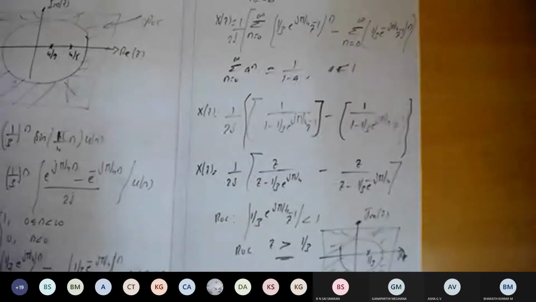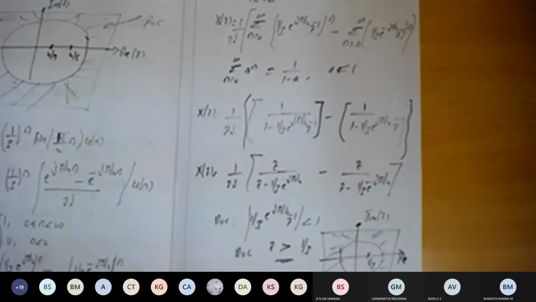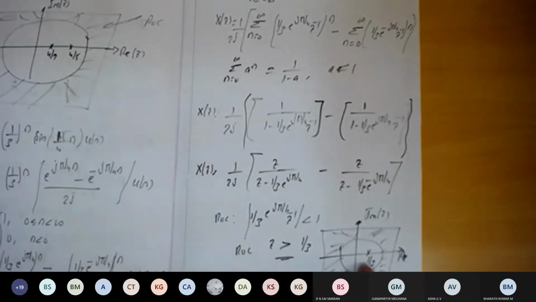Now we'll go for some of the properties of the ROC. So far we have seen how the ROC will be there for the sequences. Based on this, the observations we made are: the ROC for the positive sided sequence lies outside the circle. For the negative sided sequence, the ROC lies inside the circle. And for the double sided sequence, the ROC lies inside the concentric circles.